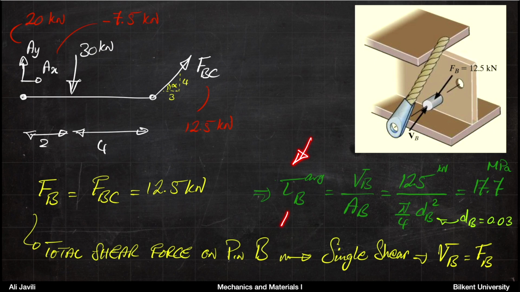You can calculate the shear stress of the pin. The shear stress is shear force divided by cross-sectional area, and shear force is the same as FBC, that's 12.5. And then again, the cross-sectional area would be the area of the pin, and that would be pi over 4 diameter of the pin squared, and that's almost 17.7 megapascal. Okay, so basically that's it. Now we have calculated the shear stresses in both pins B and A in the previous slide.